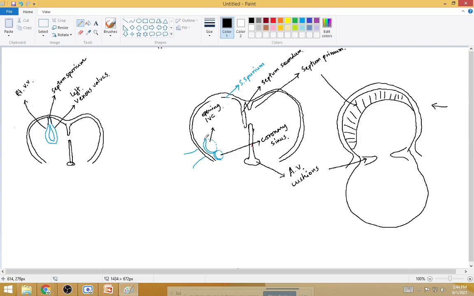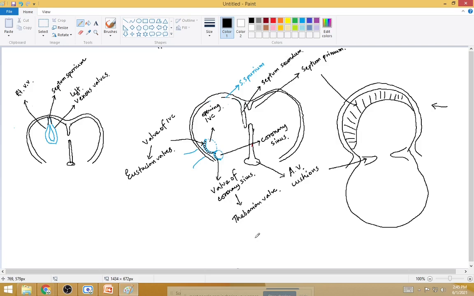So what is left of the right venous valve, the lower part, is that this forms the valve of the inferior vena cava, and it forms the valve of the coronary sinus. Okay, this is also known as the Eustachian valve. Okay, these are remnants, and this is also known as the Thebesian valve.